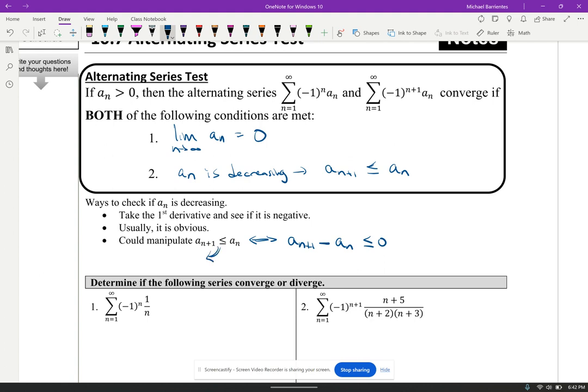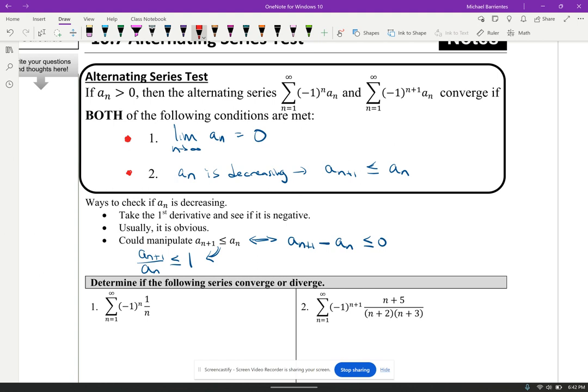Or I could also divide both sides by a sub n, and then I could rewrite it as a sub n plus 1 divided by a sub n is less than or equal to 1, because if I divide both sides by a sub n, this becomes 1. That's another way to show it. So there's multiple ways we can show it, but we do have to check. These are the only two conditions that we need to check. We need to check that the limit is approaching 0. We need to check that the function is decreasing, or the sequence is decreasing.